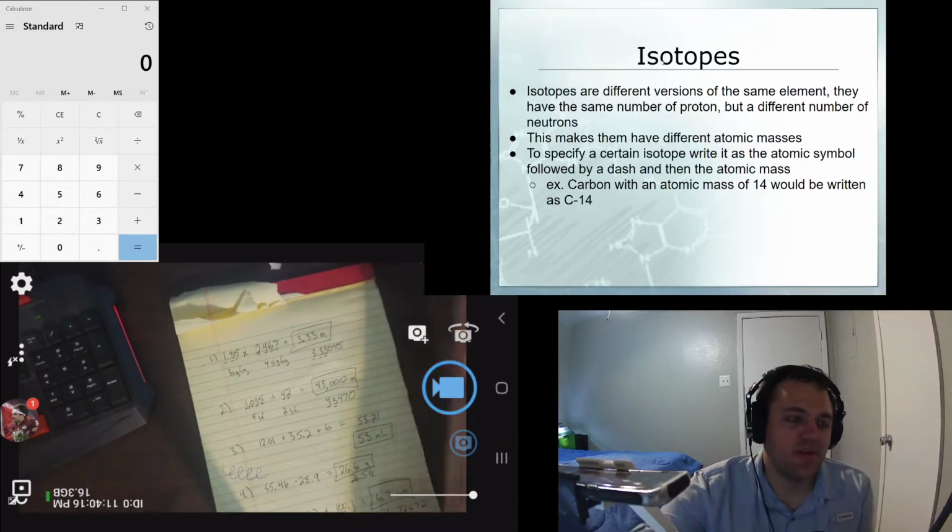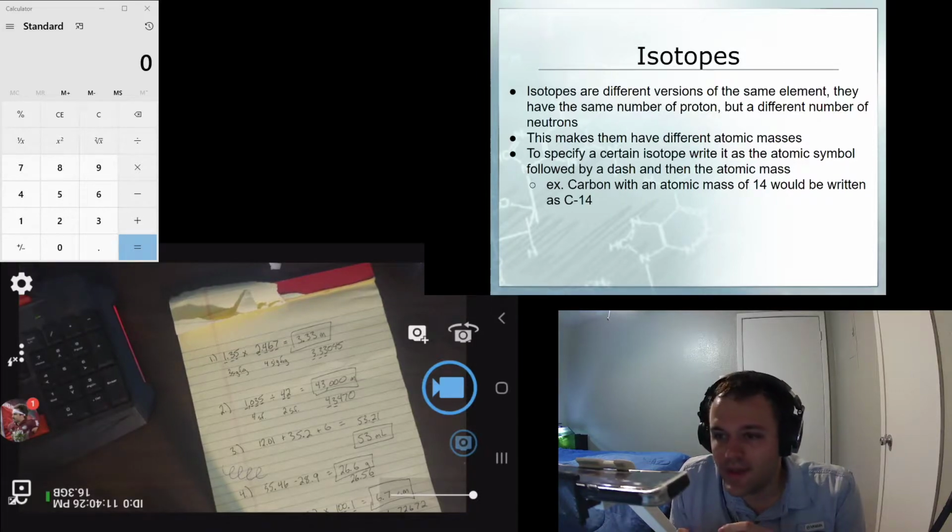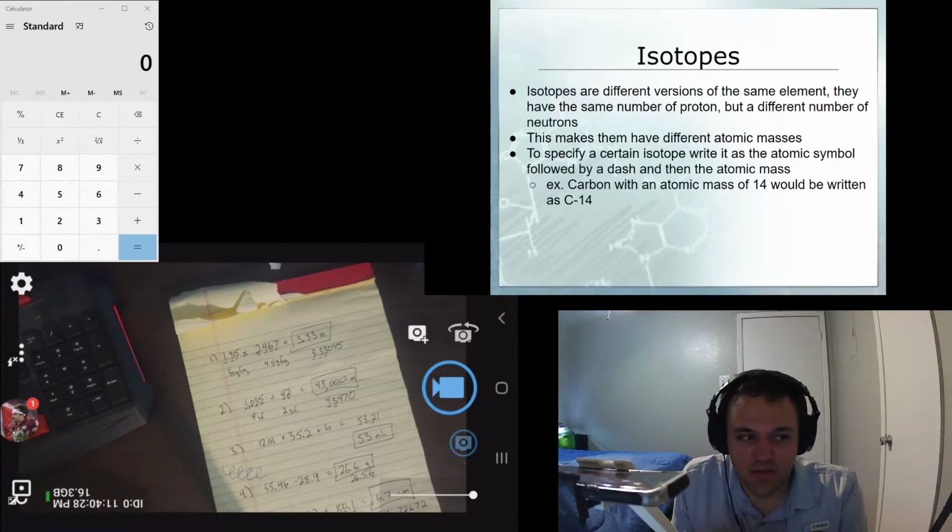All right, we mentioned that every atom has a set number of protons and that can never change. Otherwise it becomes a different atom entirely, a different element. What can change is the number of neutrons in the nucleus. You can have two carbon atoms that have different numbers of neutrons, but they're both still carbon. And those atoms that have different numbers of neutrons are called isotopes.